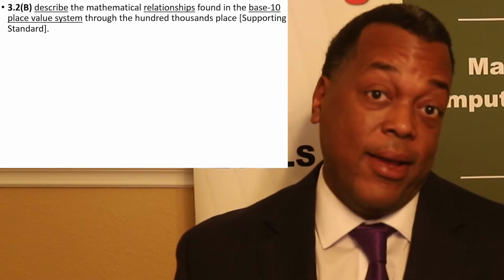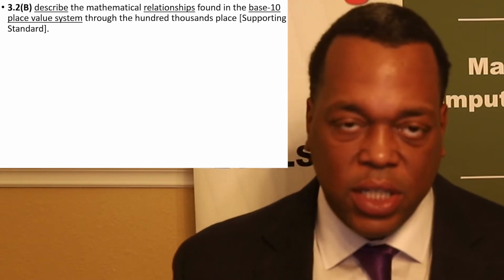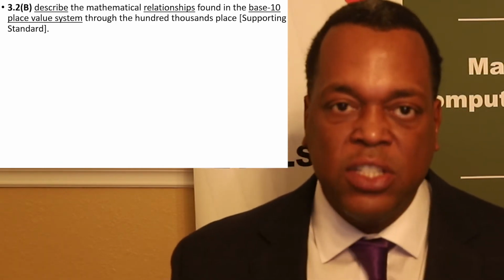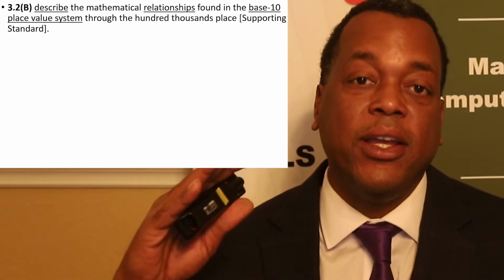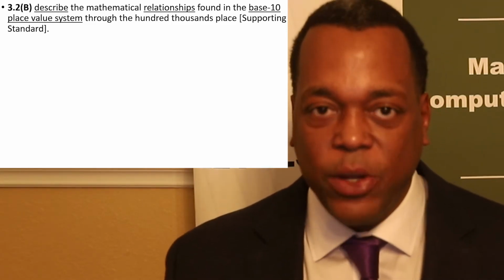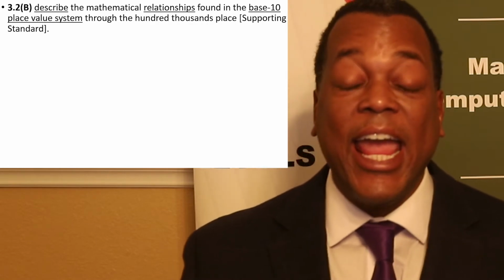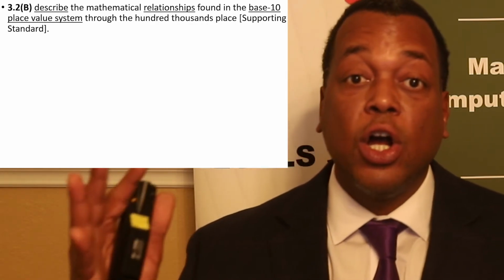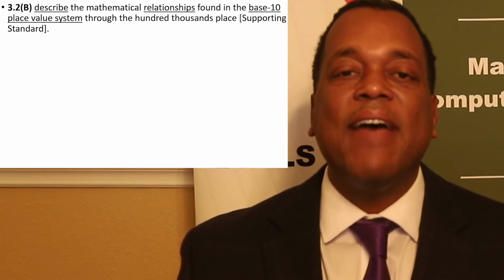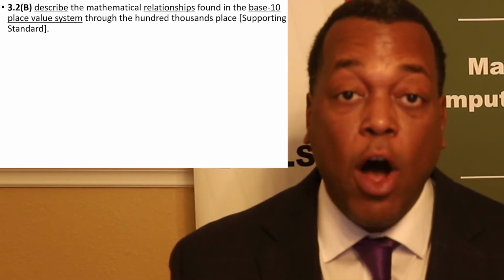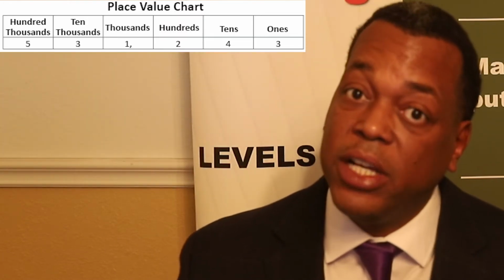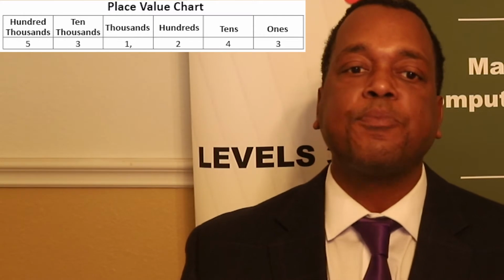The first one's describe, because you're going to be describing the relationships, understanding what's happening between the tens and thousands and hundreds, what's happening between these numbers, what are these numbers doing. We're also talking about the relationship between the base 10 value system and the numbers and multiplying, and how the numbers are getting bigger and getting smaller. And lastly, the base 10 place value system is something that we've already discussed: ones, tens, hundreds, thousands, 10,000s, all the way up into the 100,000. We're not going to the millions yet.